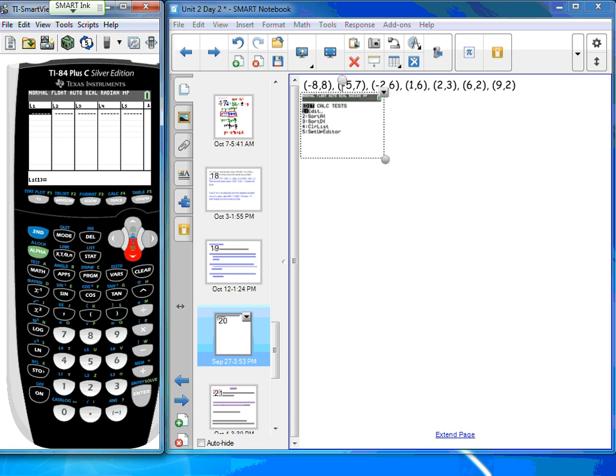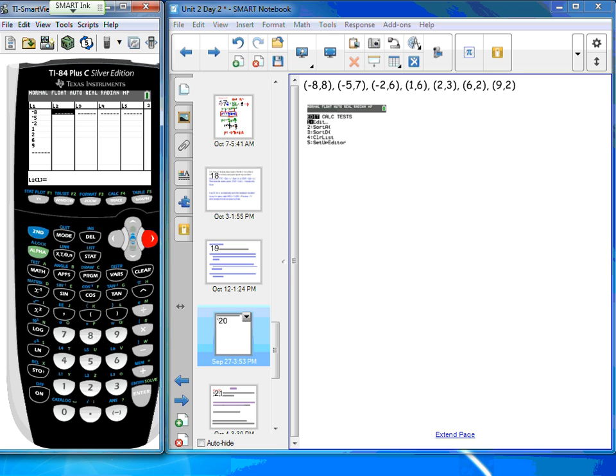Now let's enter our x coordinates in list 1 in order. Ready? Here we go. Our x coordinates go in list 1 in order. That means we're going to do -8, enter. -5, enter. -2, enter. Everybody do it. 1, enter. 2, enter. 6, enter. 9, enter. We've entered all of our x coordinates from each point in order in list 1.